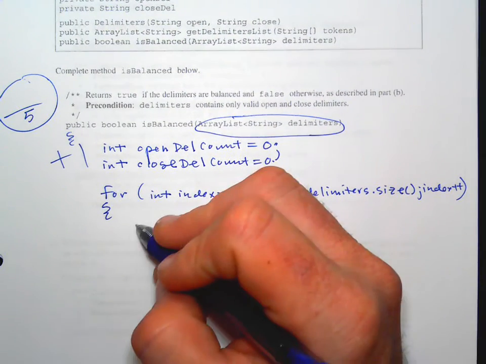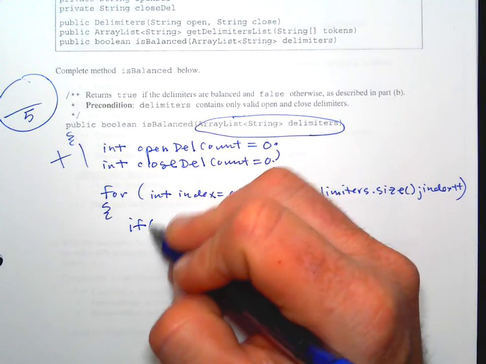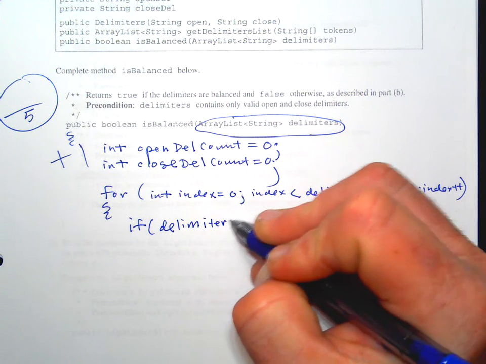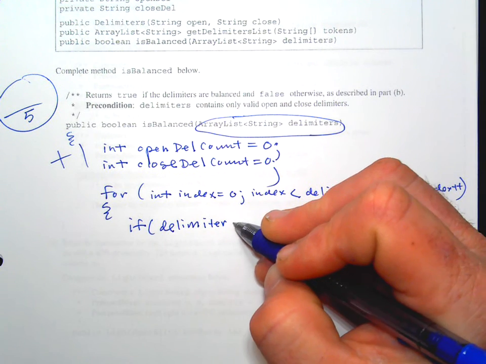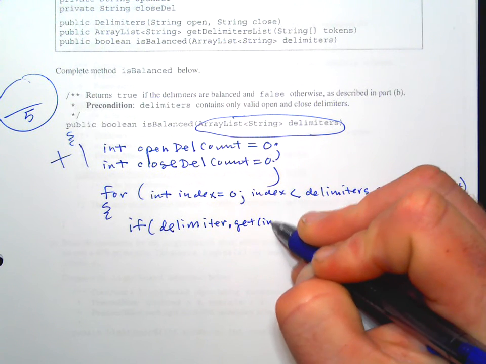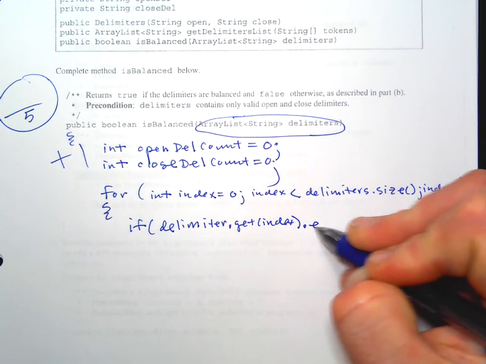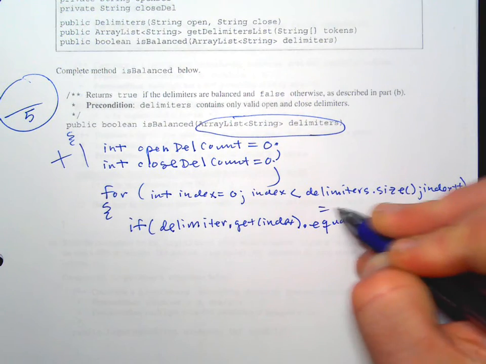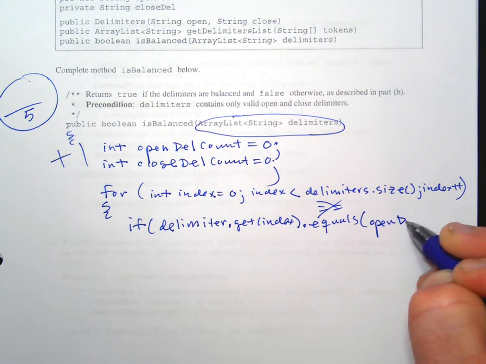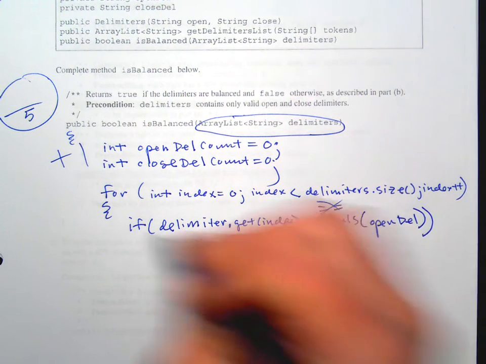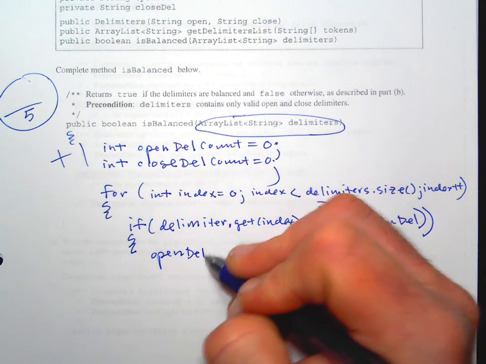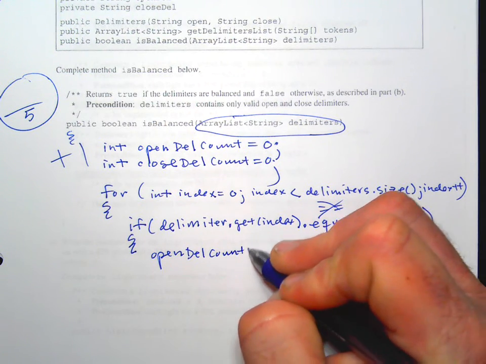So there's different ways to do it, but you want to check them separately if it's open or closed, because we have two different things that we're keeping track of how many. So if delimiters.get(index), because it's an array list, dot equals. If you use equal equals, you're going to lose a point. Open delimiter. Okay, so we know they're all open and closed delimiters, but we got to figure out which one it is. Now, if it's open, then we should increase the open count, right?